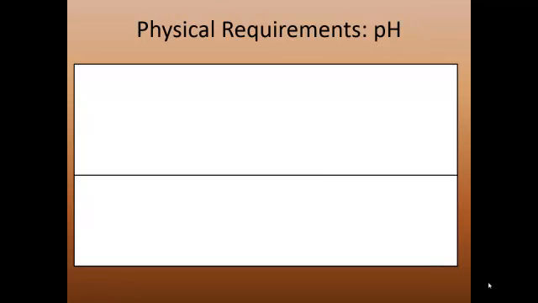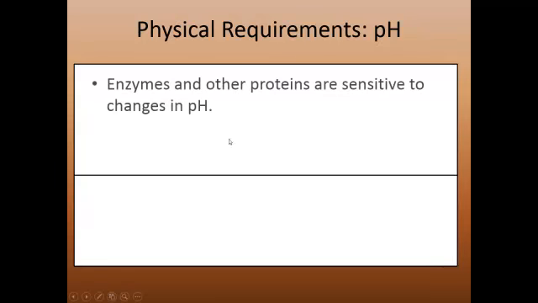Now to talk about pH. Remember that enzymes and other proteins are sensitive to changes in pH. This is because their tertiary structure and their quaternary structure can be maintained by ionic bonds between side chains. Well, if you change the pH, then you break those ionic bonds that are holding together the structure, and the enzymes and other proteins denature.